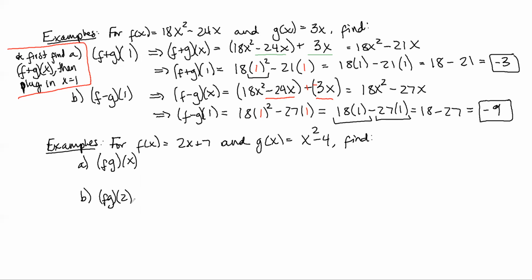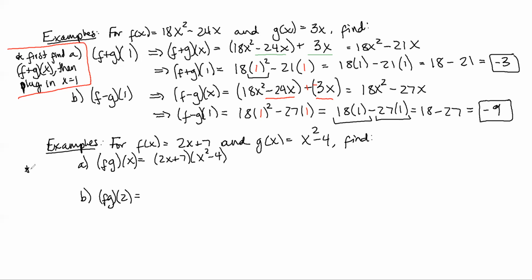So notice how to find f times g of 2, we have to find f times g of x first and then plug in 2. So that's nice. The first step kind of takes care of that for us. So now doing kind of like what we did up here with addition and subtraction, except this time we're multiplying f times g. So f is 2x plus 7. G is x squared minus 4. So I put both of them in parentheses right next to each other because we're going to multiply them out.